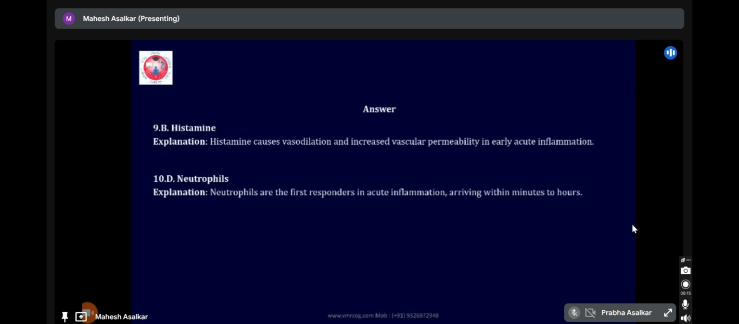Histamine causes vasodilatation and increased vascular permeability in early acute inflammation. Question 10, the answer is D, neutrophils. Neutrophils are the first responders in acute inflammation, arriving within minutes to hours. So these particular topics, please go through them. Actually, I have posted all the study material in the group regarding wound healing and also inflammation. So please go through all that material.